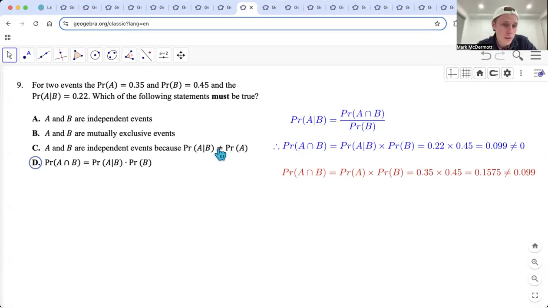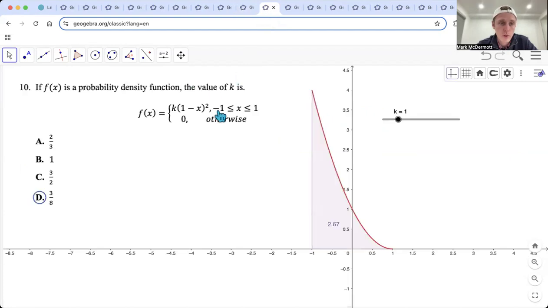It's tricky. Anyway, this last option is the definition of the intersection of two events A and B: the probability of A given B multiplied by the probability of B. So hopefully that one seems like the most obvious answer. Okay, let's move away from that one quickly.